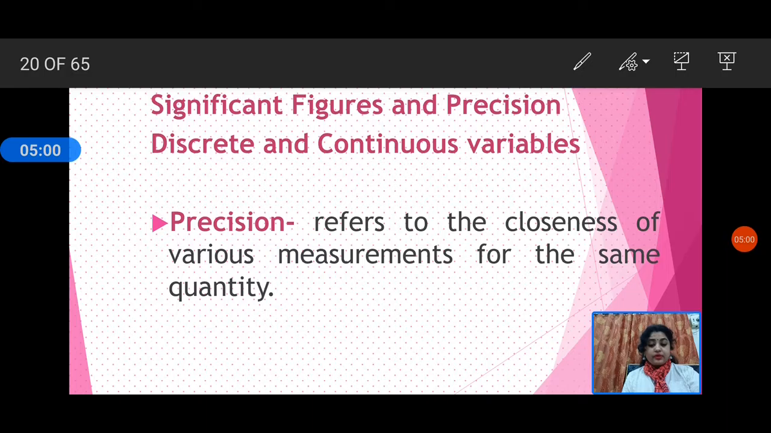For example, the true weight of a gold ring is 15.000 gram. Two students, A and B, are asked to weigh the gold ring on an analytical balance and take 3 readings. The readings of student A are 16.001, 16.002 and 16.002 gram. These values are very close to each other because they differ slightly at the third decimal place. The values are precise but not accurate because the true value is 15.000 gram.